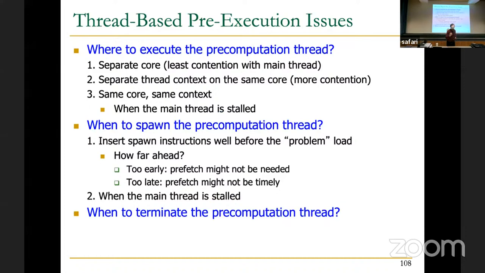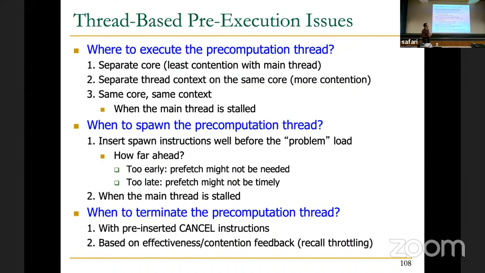I think I already said this. This is a general issue with prefetching. Here, it's converted to where should you put the spawn instruction for the thread, right? Or you can do it when the main thread is stalled, right? When do you terminate the pre-computation thread? Becomes interesting also. Maybe you insert cancel instructions, stop instructions, or maybe you use throttling mechanisms based on feedback and effectiveness of the prefetching, right? So there are many design options over here.